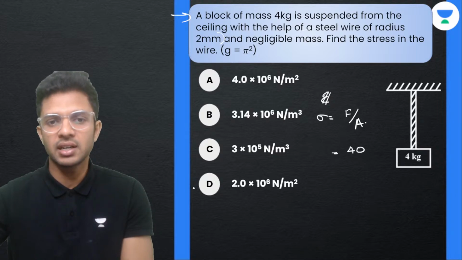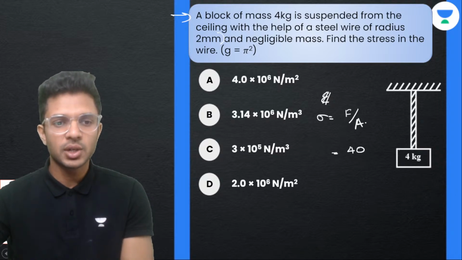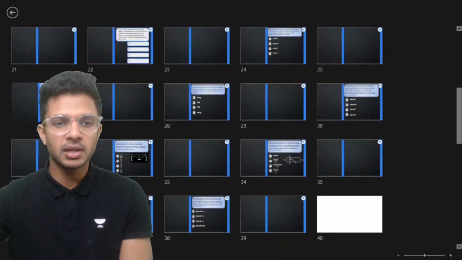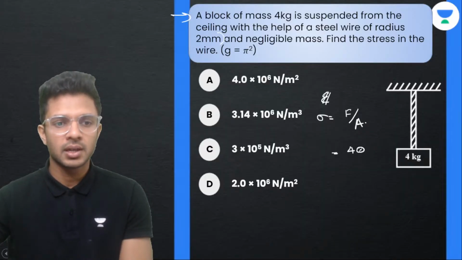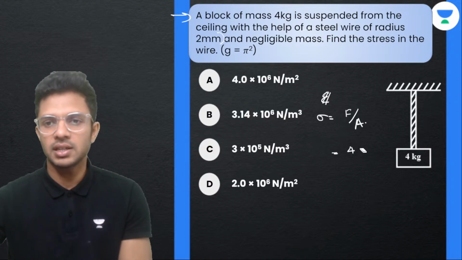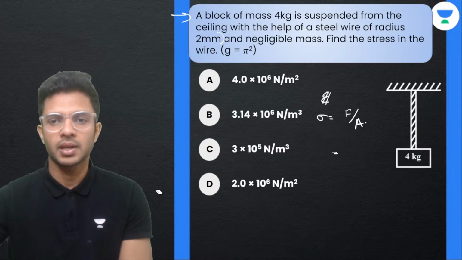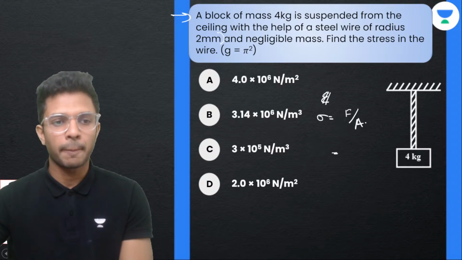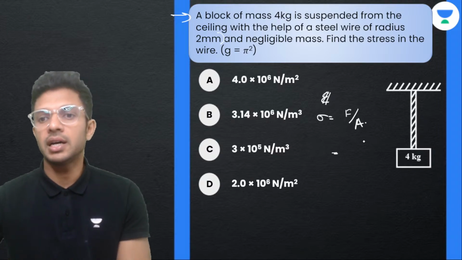Okay, in the question they ask to consider g as pi square, so we will do it accordingly. I'll take the eraser. Eraser, come here. Okay, the eraser has come. Okay, fine.